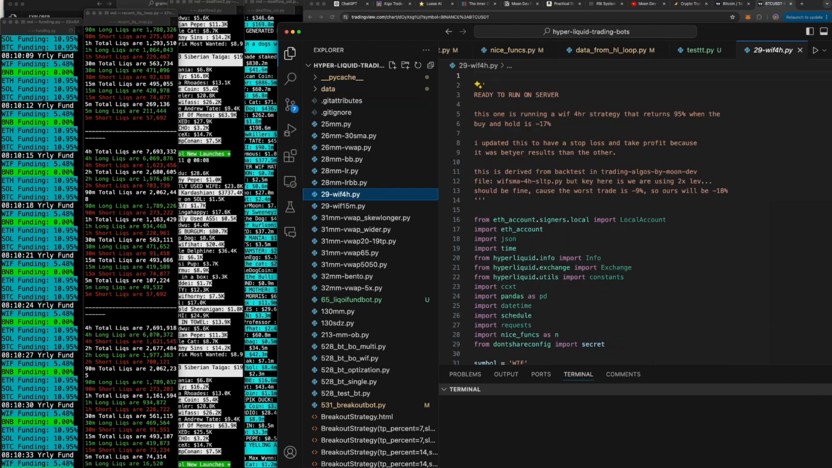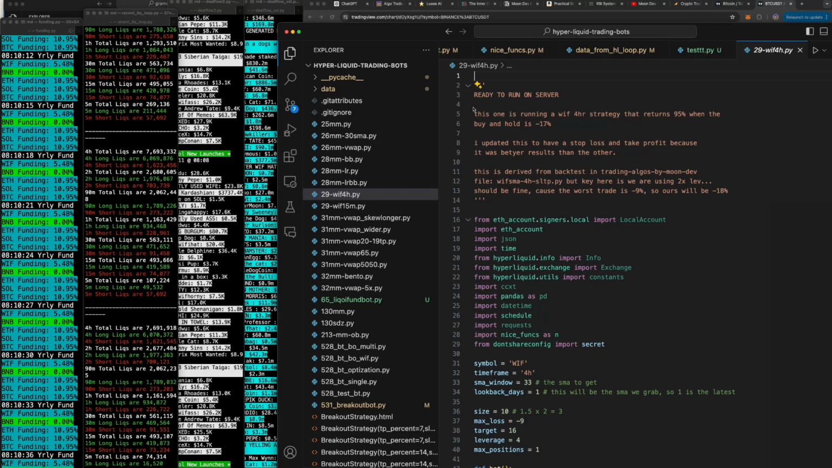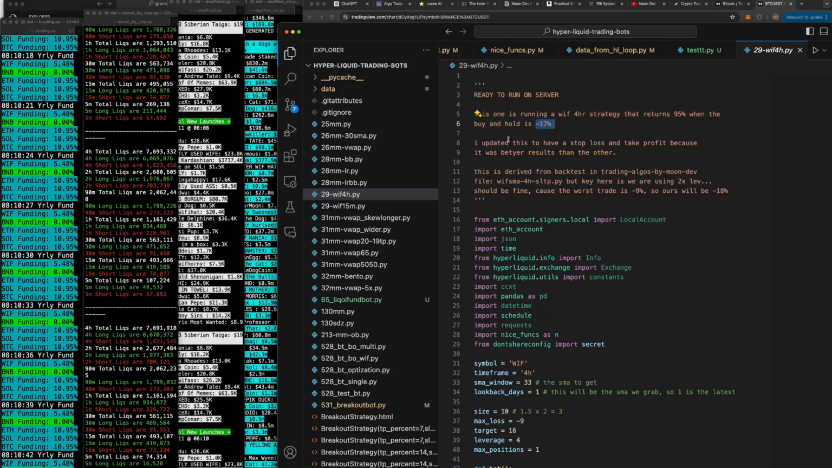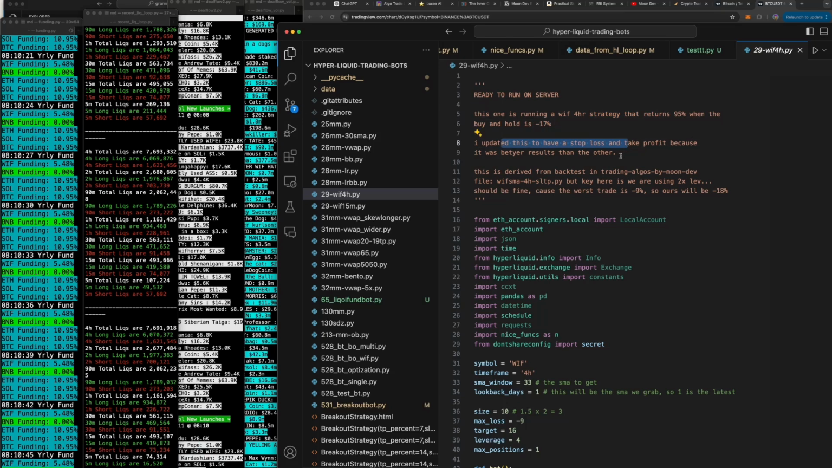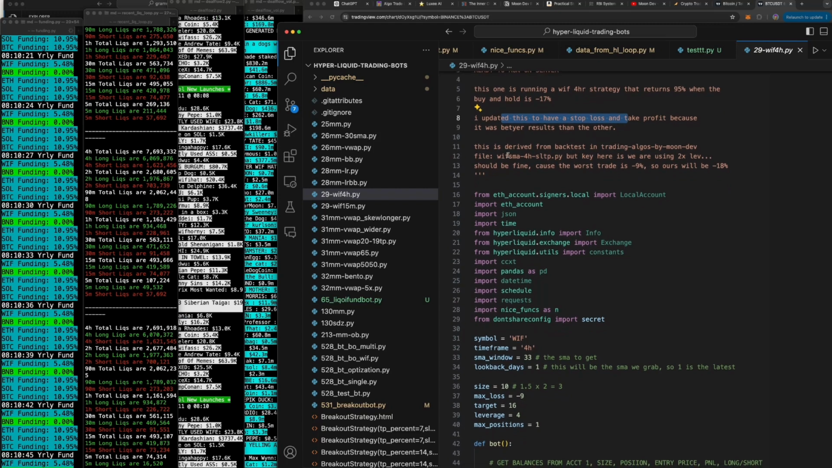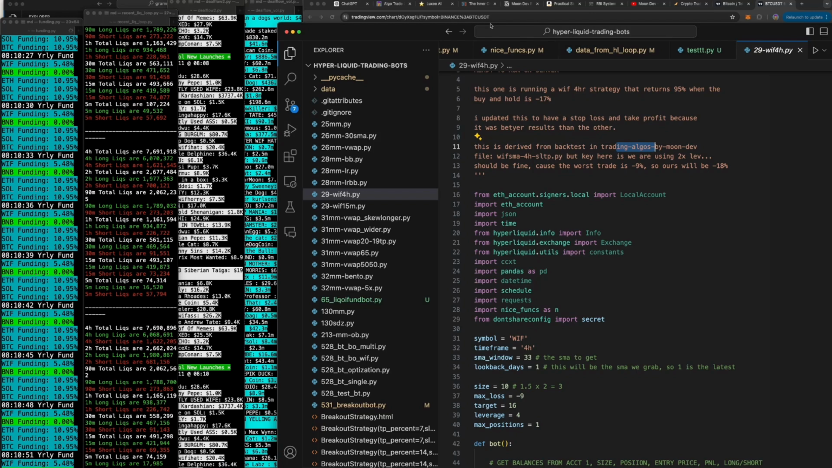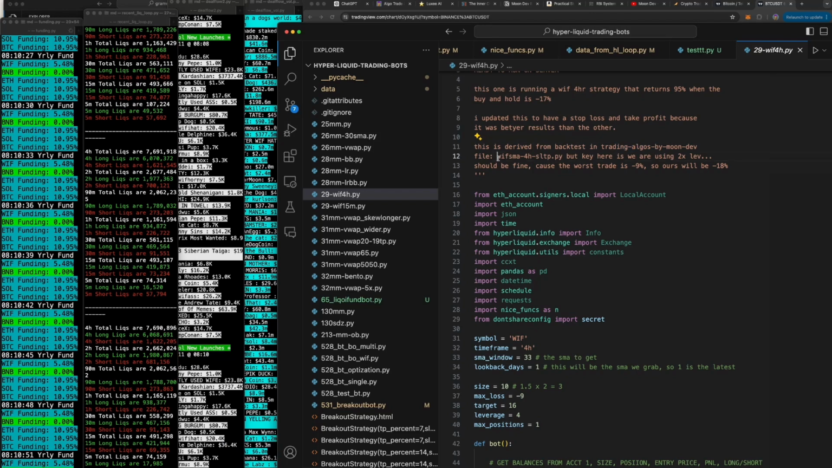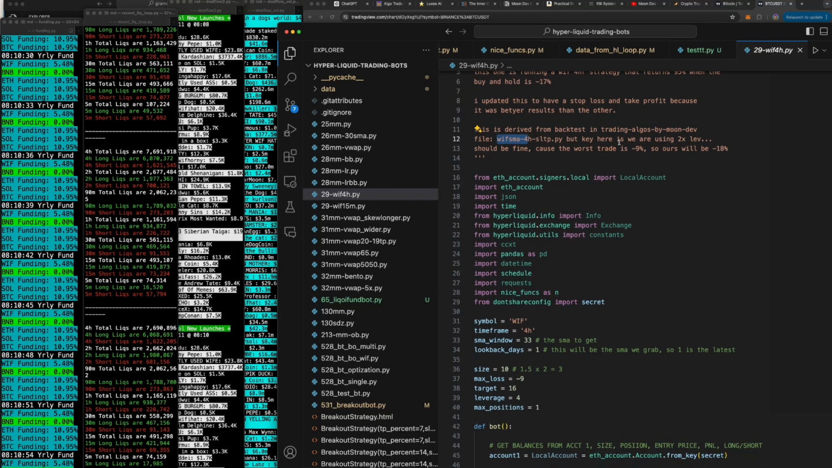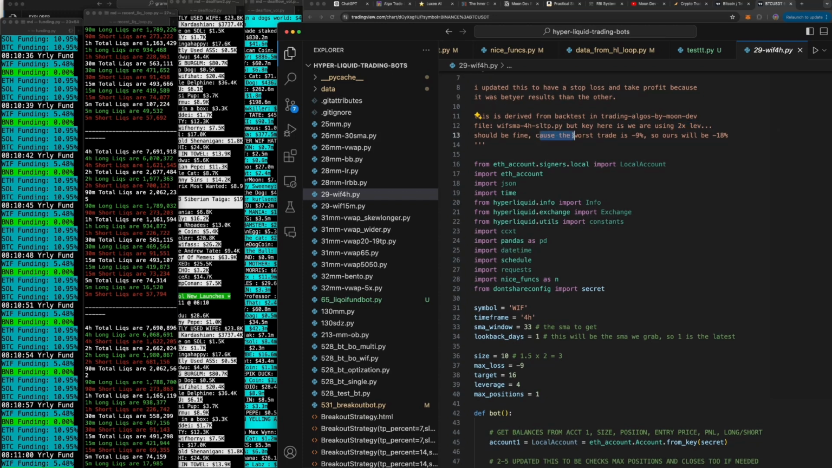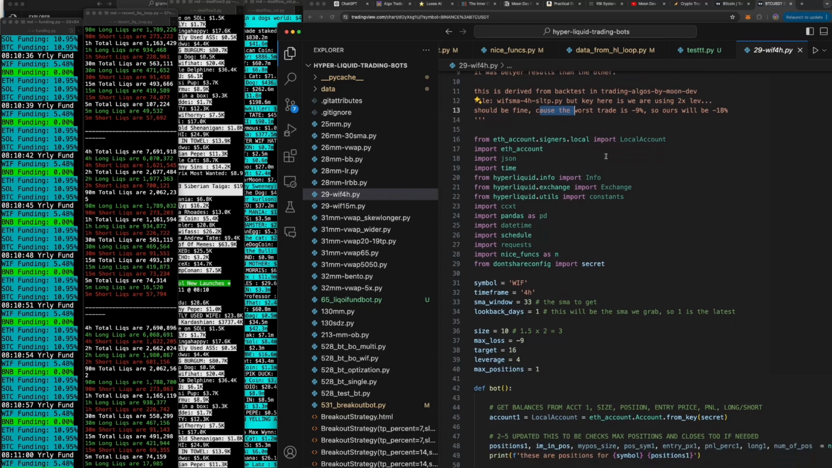Okay, sick. I said this one is running the 4 hour strategy, returns 95%, when buy and hold is negative 17%. I updated this to have a stop loss and take profit because it was better results. This is derived from the backtest in Trading Algos by Moondev, the file with stop loss. The key here is we're using 2x leverage, which should be fine because the worst trade is negative 9%.